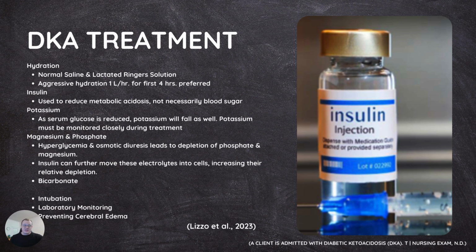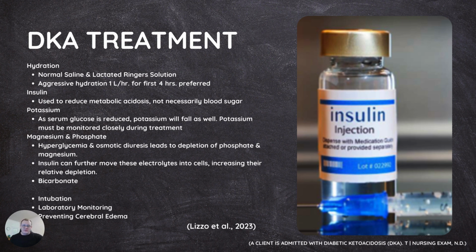Bicarbonate, and if things get really bad, the patient may go into respiratory collapse and have to be intubated. They need laboratory monitoring, and we have to try to prevent cerebral edema. Now, one of the biggest ways we prevent that cerebral edema is through slowly and carefully reducing that blood sugar. This is why the monitoring of the potassium and the sodium, and then your mag and your phosphate is so critical, and that it must be done methodically and slowly, is so that we can prevent that cerebral edema.